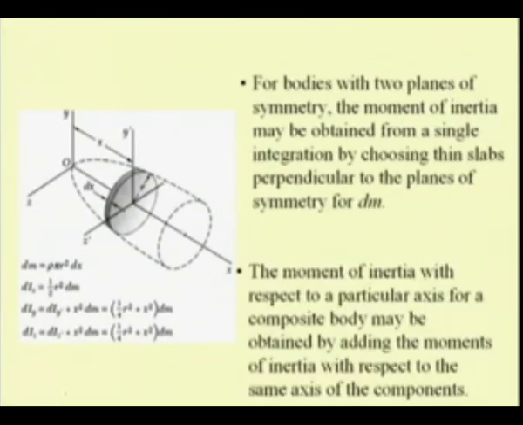So, the moment of inertia with respect to a particular axis for a composite body may be obtained by adding the moments of inertia with respect to the same axis of the components. So, till now in the discussions we have seen that we are able to determine the second moment of the mass for, let us say, individual objects whose geometry is known, but for objects which are complex, we can still determine the second moment by decomposing into simpler elements for which the second moments are known, or it can be computed by integration.